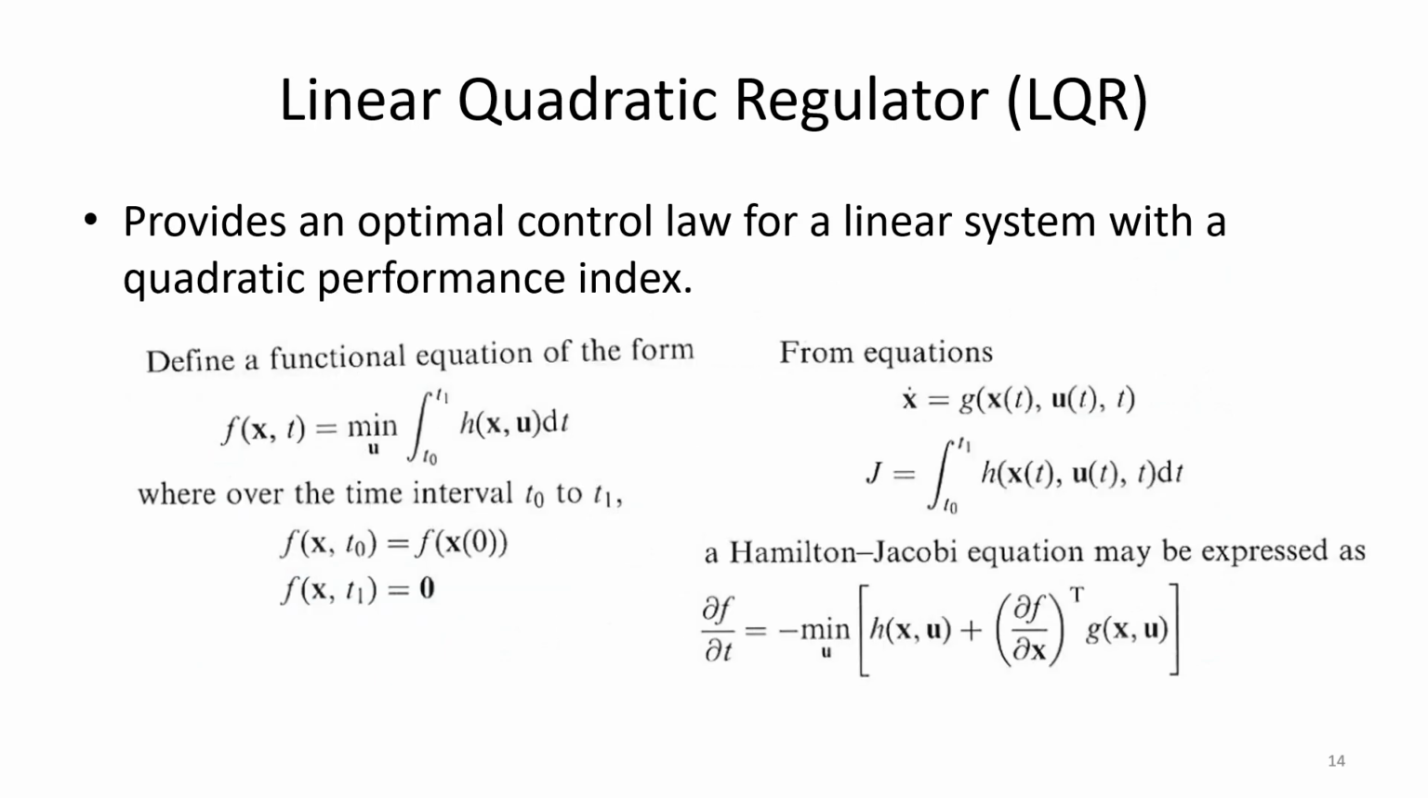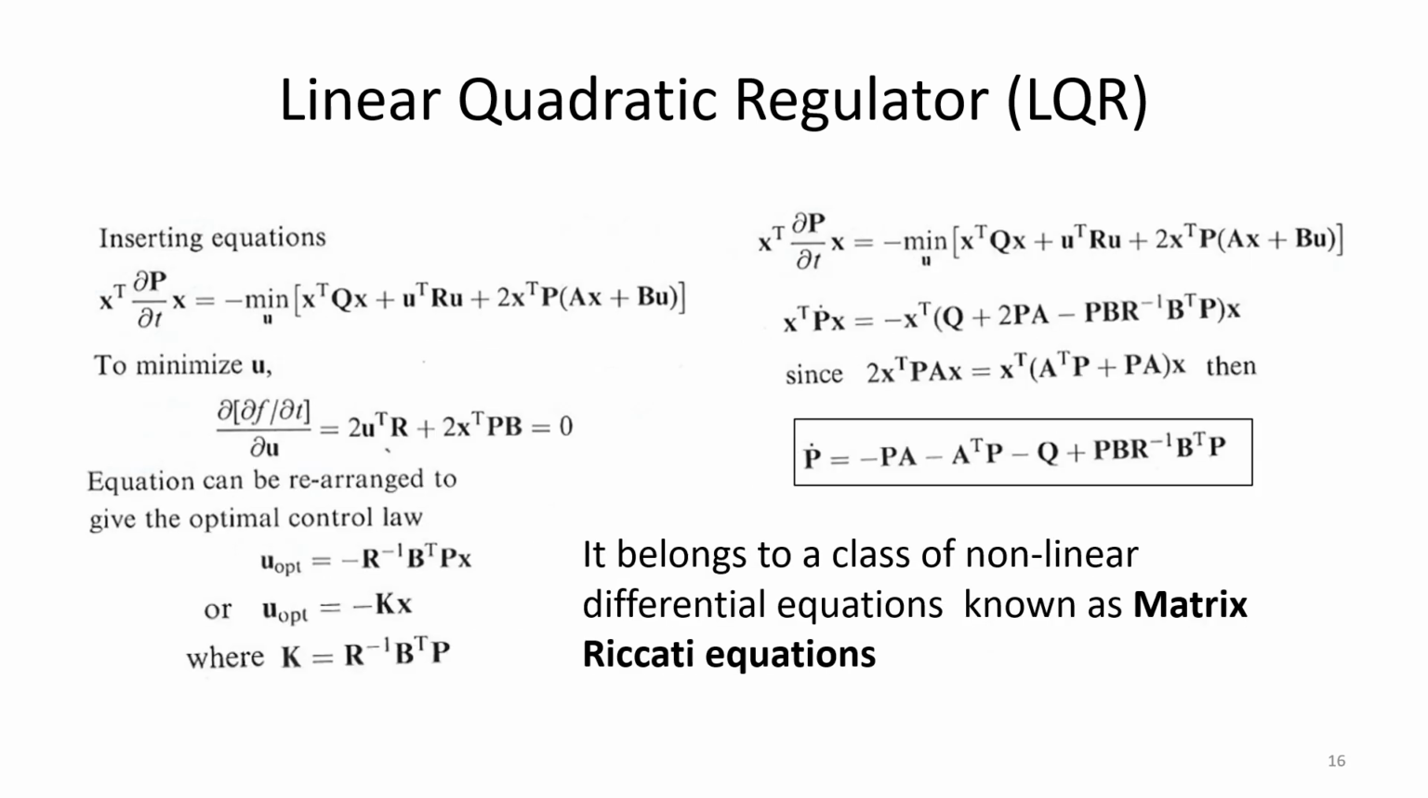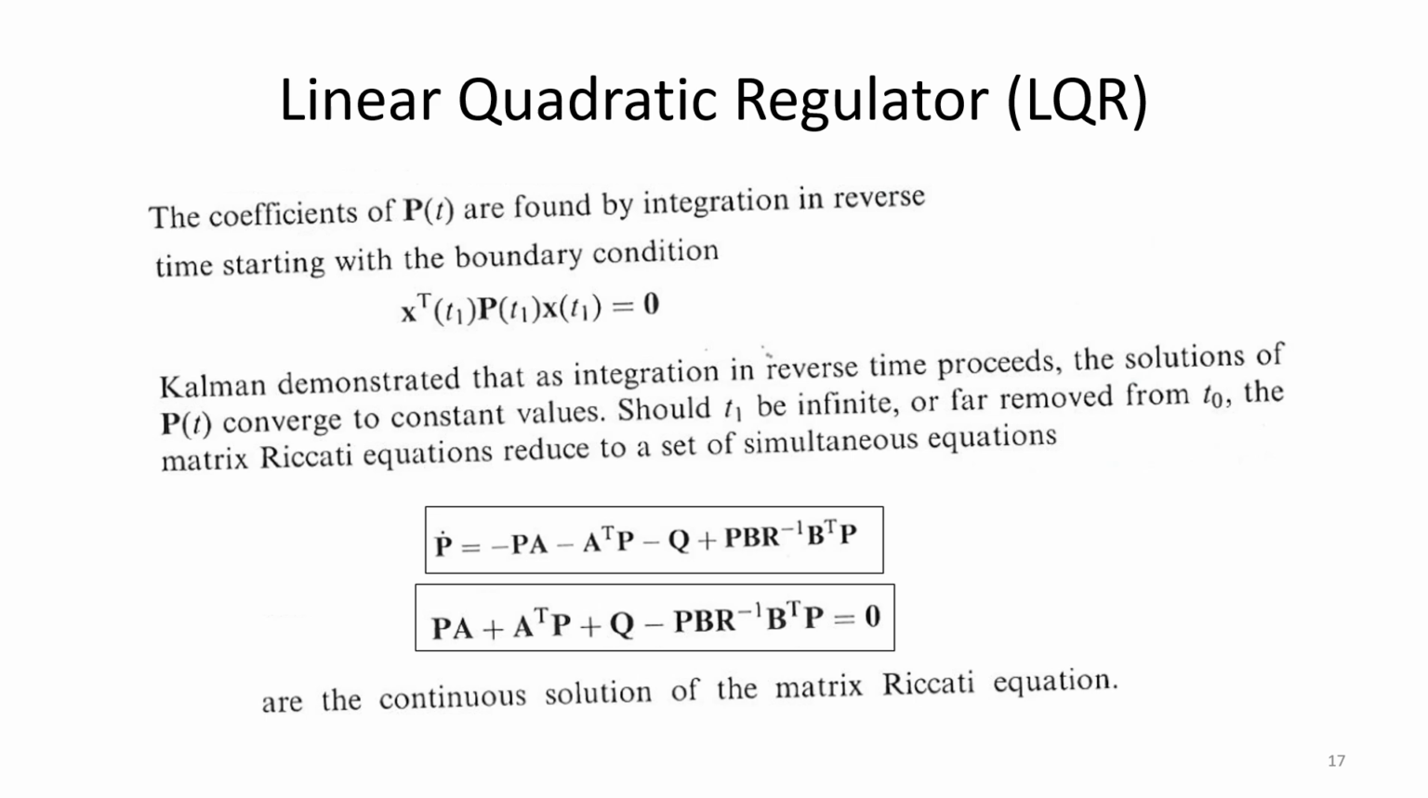The linear quadratic regulator, LQR, provides the optimal control for a linear system with a performance index. Here you choose a performance index J, represent it as a function of t, and integrate it with respect to t, and you will get x transpose P x. Finally, this belongs to the class of nonlinear differential equations: P dot equal to minus P A minus A transpose P minus Q plus P B R inverse B transpose P. Finally you get P dot, which is the continuous solution of the matrix Riccati equation. Thank you, students.